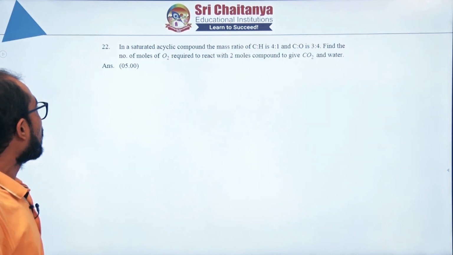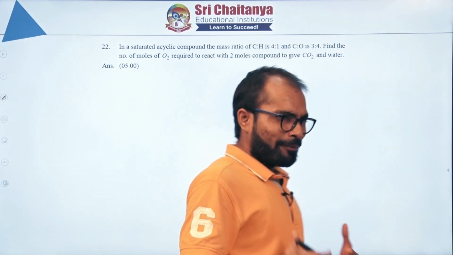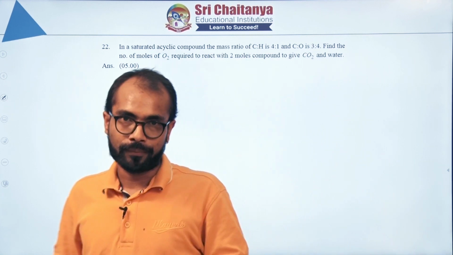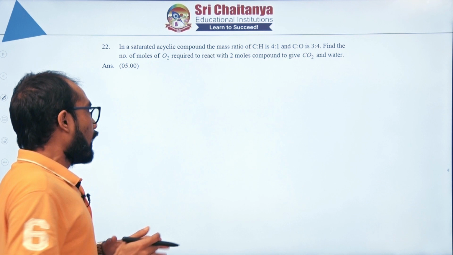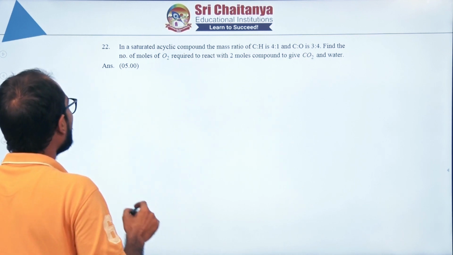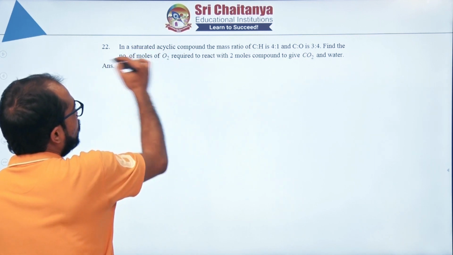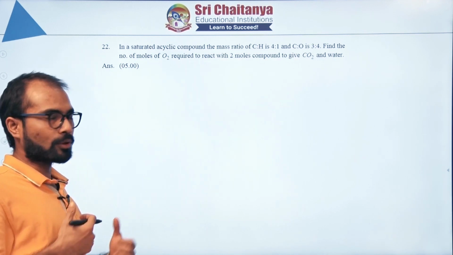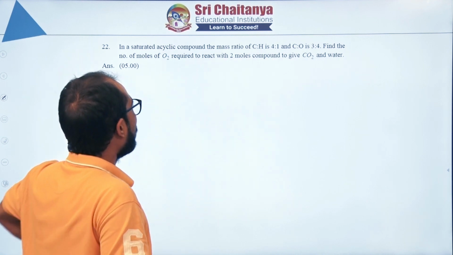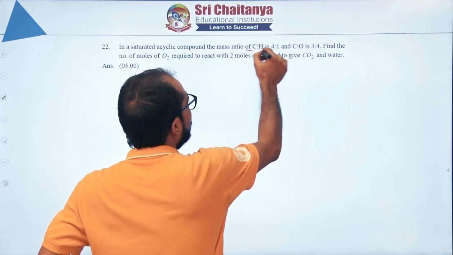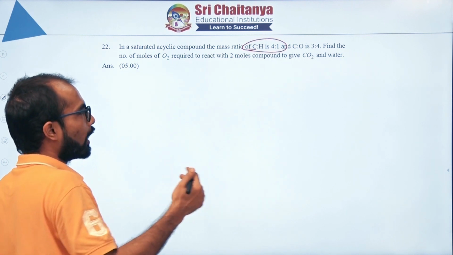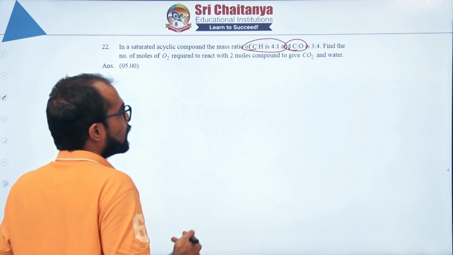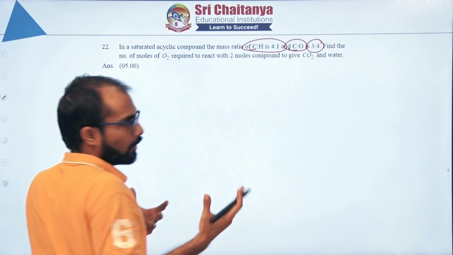Next question. The next question is very easy also and very difficult also. Difficult means it will consume time, so you need to be very alert. I am giving you both the solutions. First of all, it is a mole concept, stoichiometry question. In a saturated acyclic compound, the mass ratio of carbon to hydrogen is 4:1, and the mass ratio of carbon to oxygen is 3:4. This is what is given in the question.